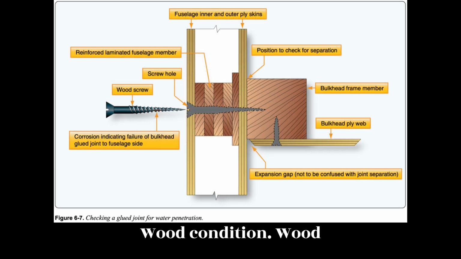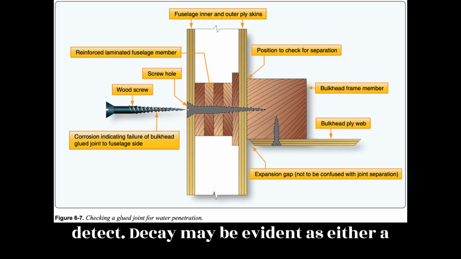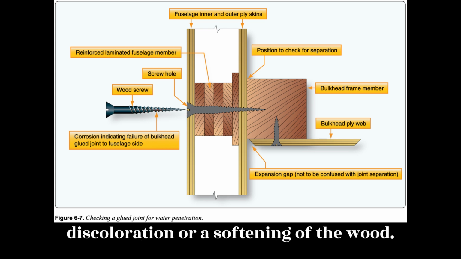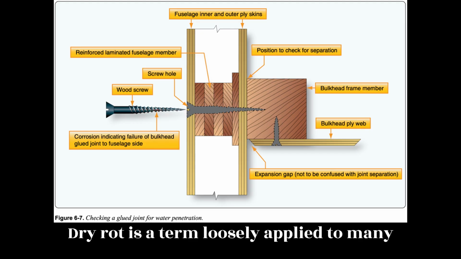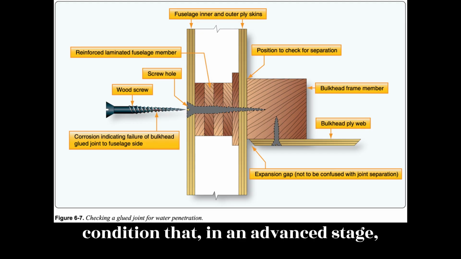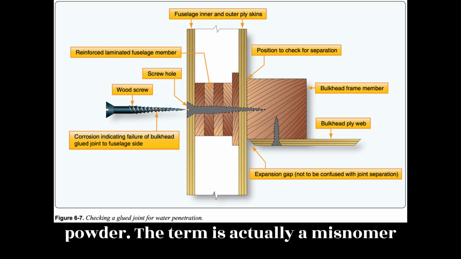Wood condition. Wood decay and dry rot are usually easy to detect. Decay may be evident as either a discoloration or a softening of the wood. End of page 6-4. Dry rot is a term loosely applied to many types of decay, but especially to a condition that, in an advanced stage, permits the wood to be crushed to a dry powder.